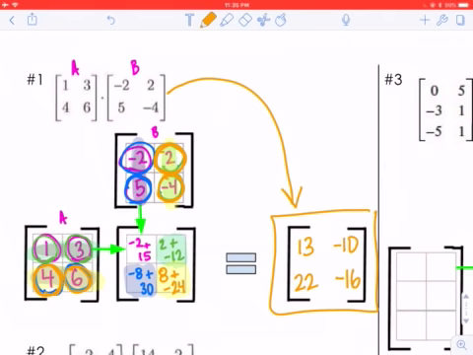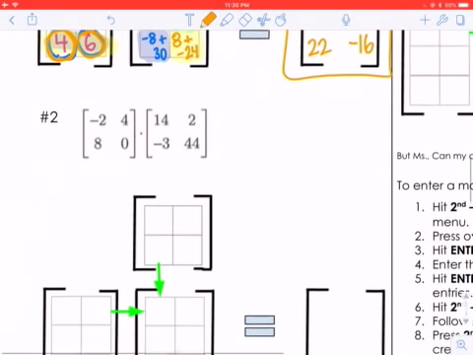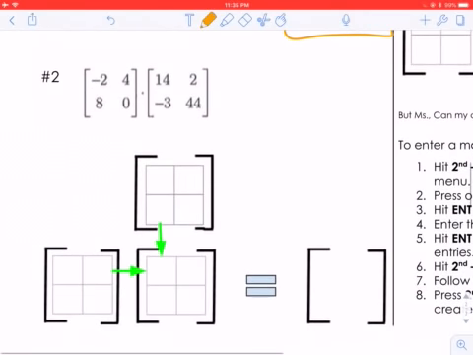Okay. Let's keep going. You can do it. Hopefully it's starting to look a little more familiar now. All right. So we have A and we have B. I'm going to use the box. So negative 2, 4, 8, and 0, 14, 2, negative 3, and 44.